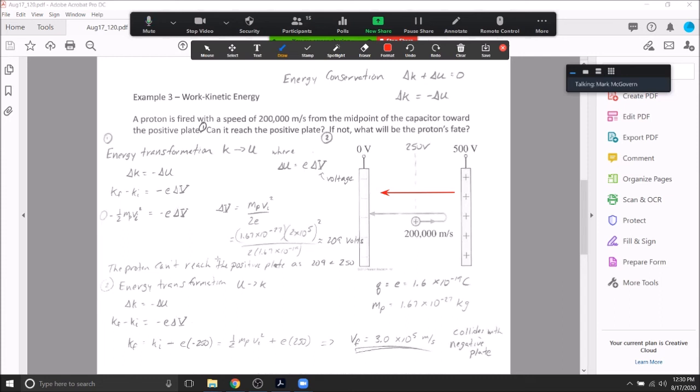Okay. Now, if not, what will be the proton's fate? Well, it will turn around and start to accelerate towards the negative plate and hit it with a speed that would be a little faster than it initially had, because it's going to go through an extra potential difference here.